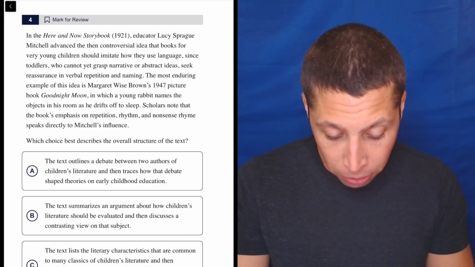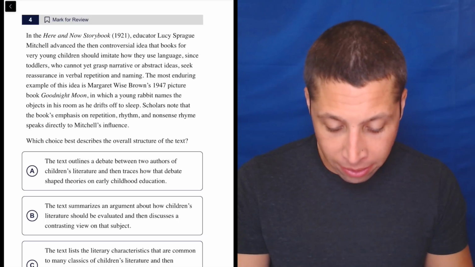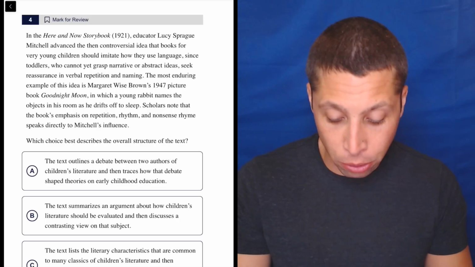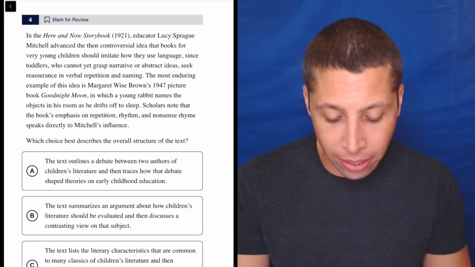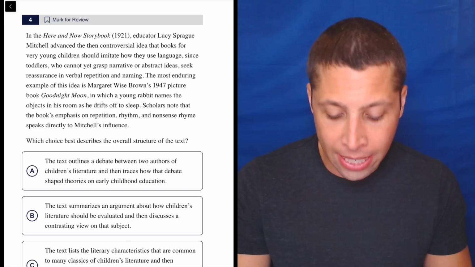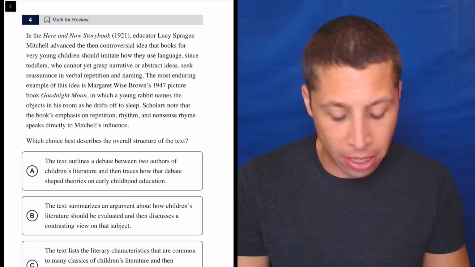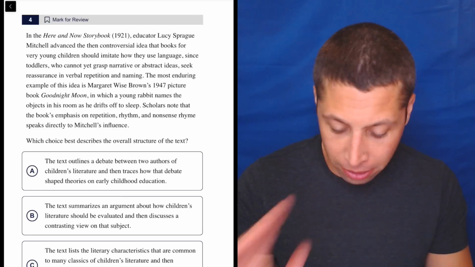In the Here and Now storybook, educator Lucy Sprague Mitchell advanced the then controversial idea that books for very young children should imitate how they use language, since toddlers who cannot yet grasp narrative or abstract ideas seek reassurance in verbal repetition and naming. That's a lot in that sentence, but we'll just move on.